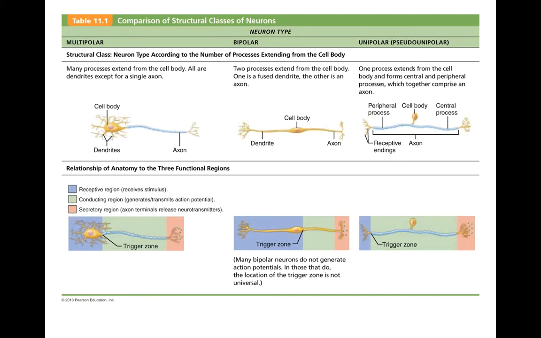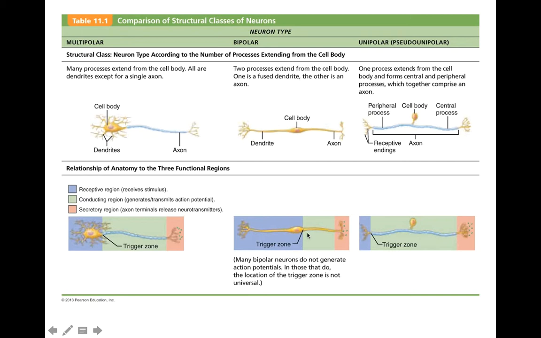Now, the trigger zone, or where we would trigger an action potential, is going to be different in each of these. In sort of the classic version of a neuron, multipolar, it is at the axon hillock area that is very close to the cell body, and then you move into this very long axon.